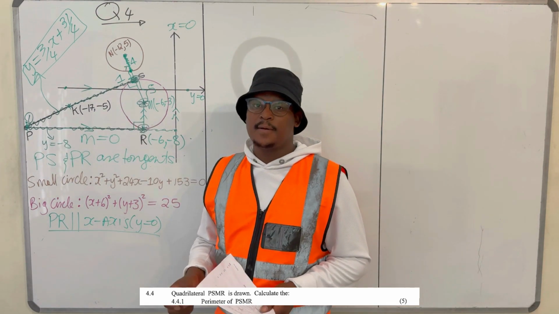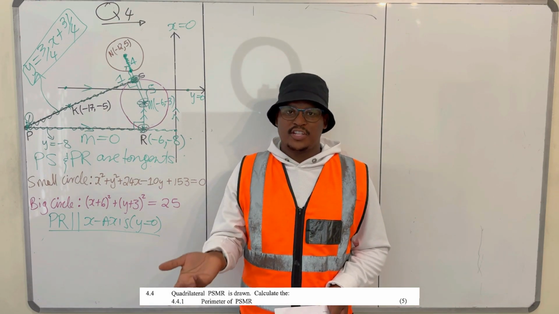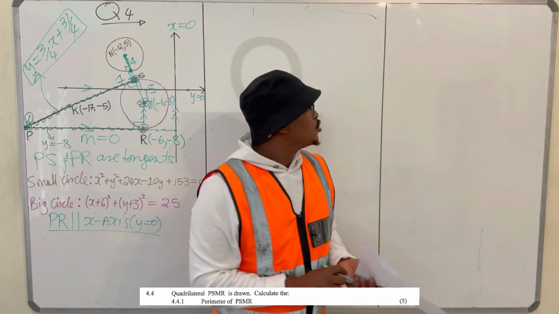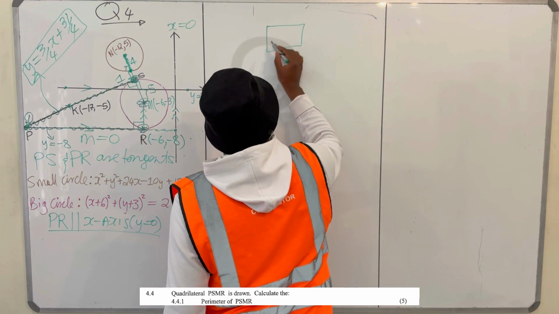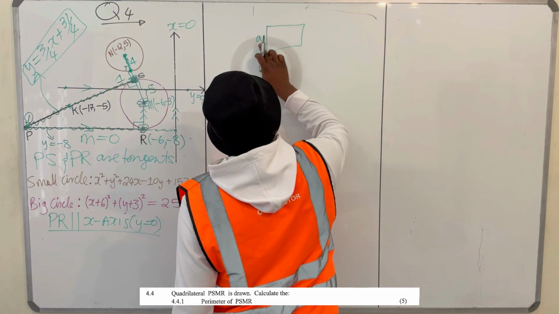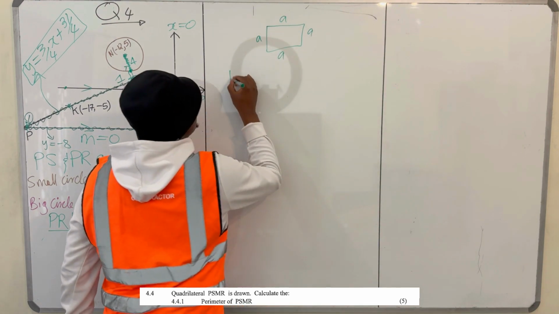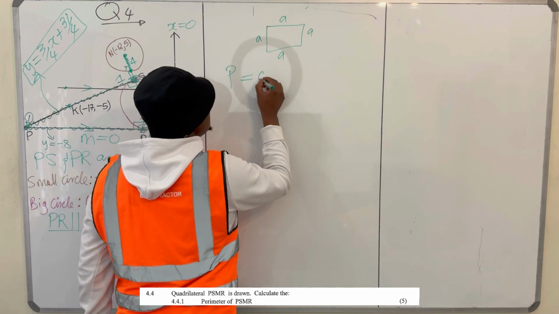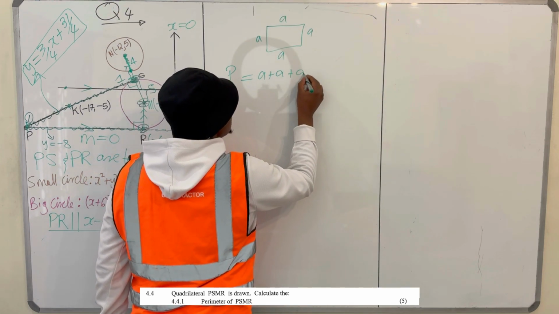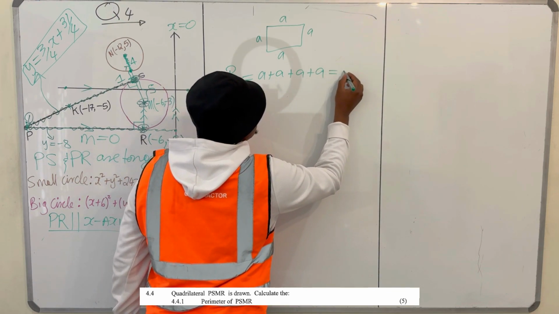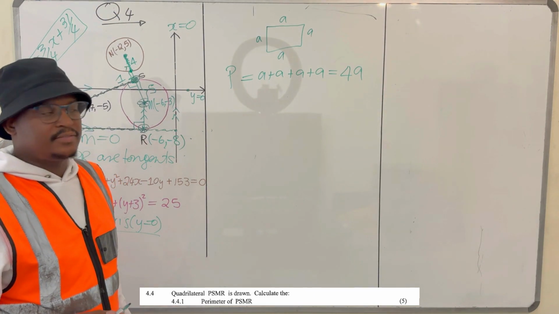What is the perimeter? The perimeter is the total length of all sides of your shape, right? So if you have a square, the length of this side is A, is A, is A, is A. So if you want the perimeter, it's going to be A plus A plus A plus A. So you add all these A's here. Then you'll get your perimeter to be 4A, which is 4 times whatever length you have.